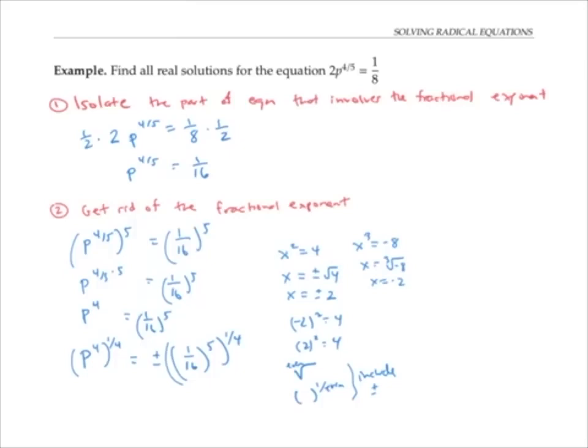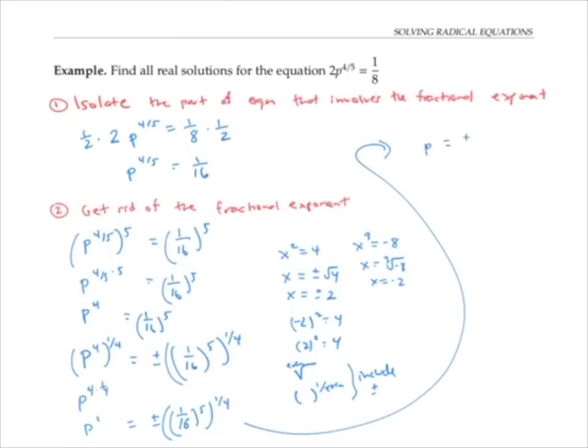And now p to the 4 to the 1/4, when I raise a power to a power, I multiply exponents. So that's just p to the 1, which is equal to plus or minus 1/16 to the 5th power to the 1/4 power. Now I just need to simplify this expression. I don't really want to raise 1/16 to the 5th power, because 16 to the 5th power is a really huge number. So I think I'm actually going to rewrite this first as p equals plus or minus 1/16, and I'll write it back as the 5/4 power again.